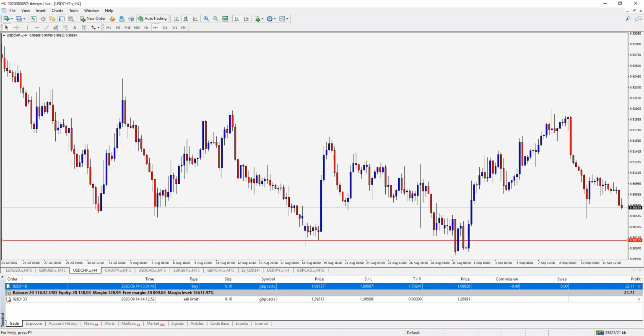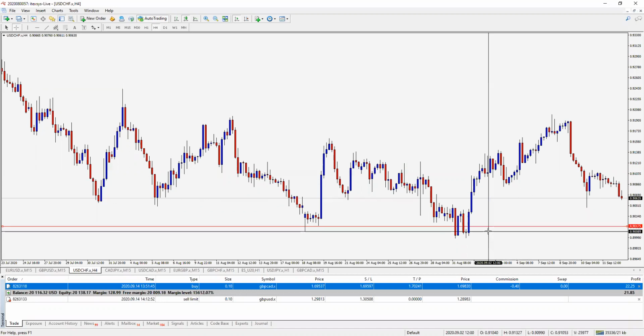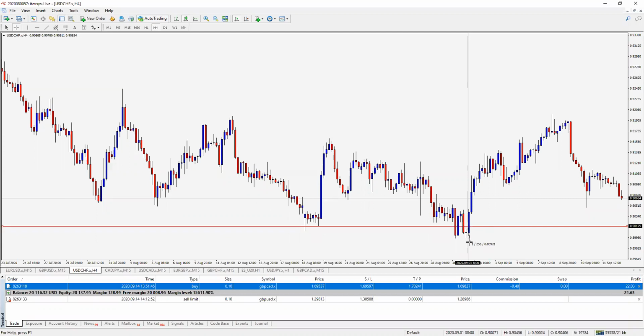Okay. And all right. One of the options is to just buy here on the first touch. The risk here is not very high, maybe 30 pips, as you can see, if you put the stop loss just below.